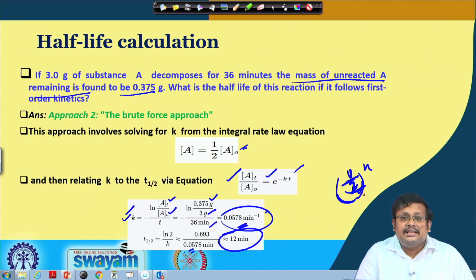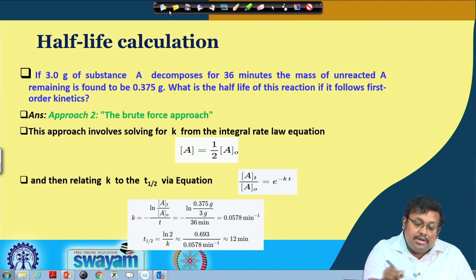In the first simple inspection approach, we have seen that 3 half order cycles have gone. However, in this case, if that does not follow this simple rule of 1 by 2 to the power n, then we will go for this brute force approach.